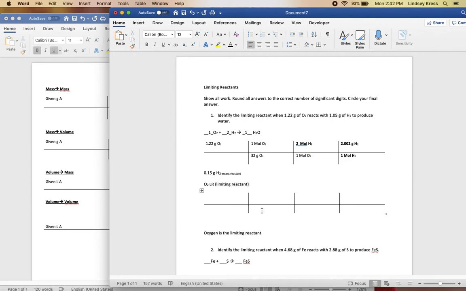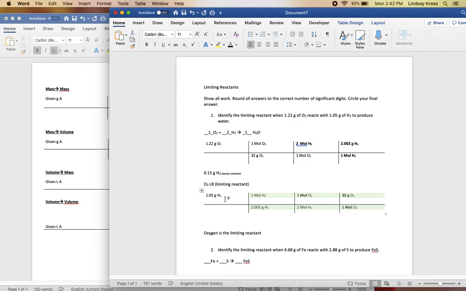So what if you started with the other grams that was given to you? Well, if you do that, you're going to get the same answer. You can do it twice if you want to. You really don't have to, as long as you can answer the question. So if I start with 1.05 grams, I'm going to use the same information that I have up here. I'm just going to flip-flop it. So everything is the same.